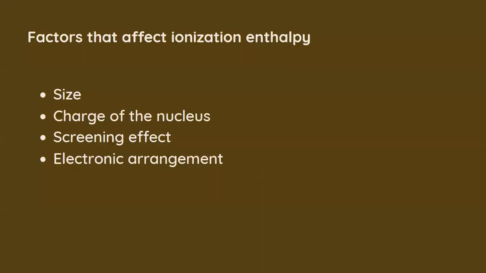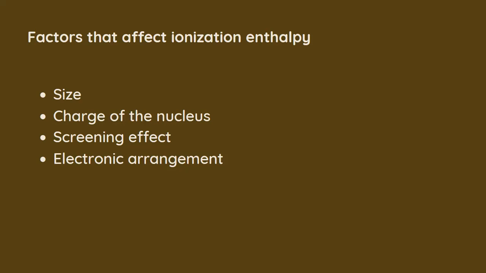Now, the various factors which affect the ionization enthalpy. The first one is size. So obviously, smaller is the size of the atom, larger will be its ionization enthalpy. Now, this is because the attractive force between the electron and the nucleus will increase with decrease in the atomic radius. I told you it all comes back to the atomic radius.